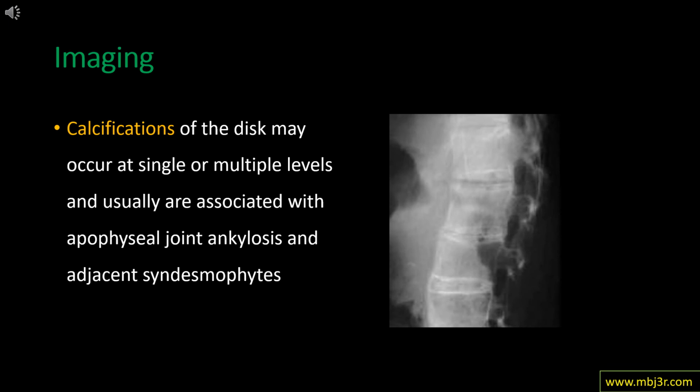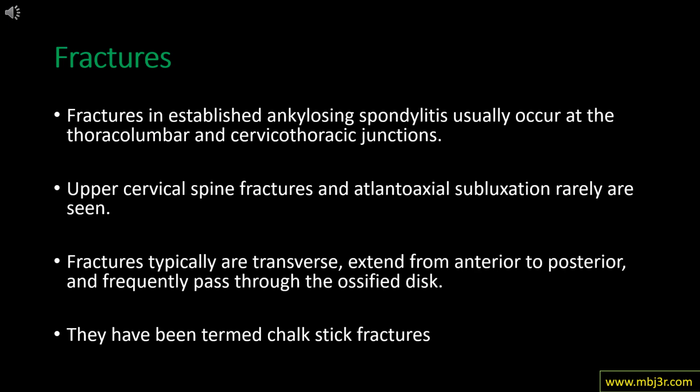Calcification of the disc may occur at a single or multiple levels and usually is associated with apophyseal joint ankylosis and adjacent syndesmophytes. Fractures in established ankylosing spondylitis usually occur at the thoracolumbar and cervicothoracic junctions. Upper cervical spine fractures and atlantoaxial subluxation are rarely seen. Fractures typically are transverse, extend from the anterior to the posterior, and frequently pass through the ossified disc. They have been termed chalk stick fractures.